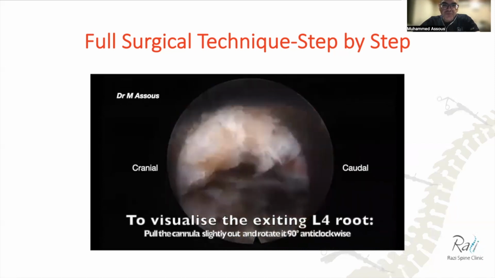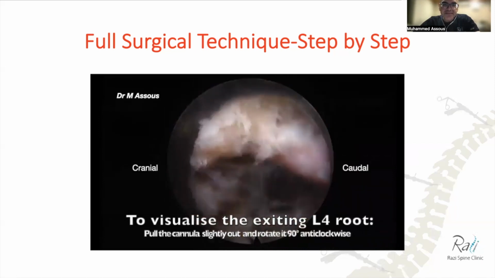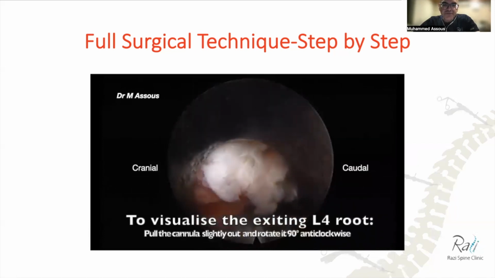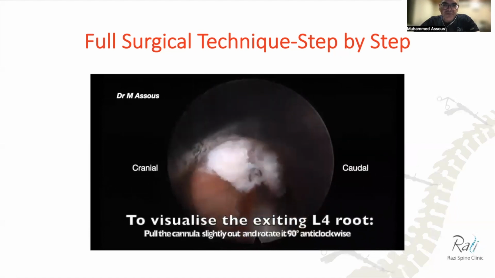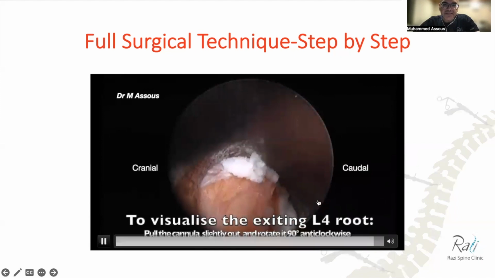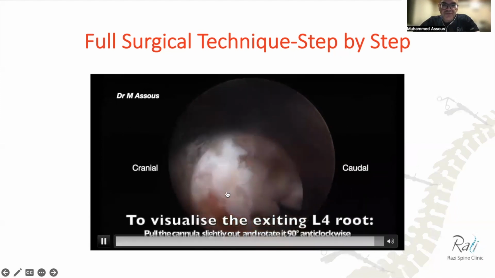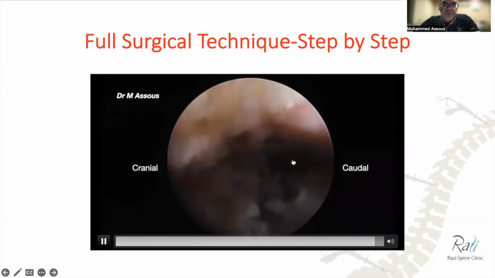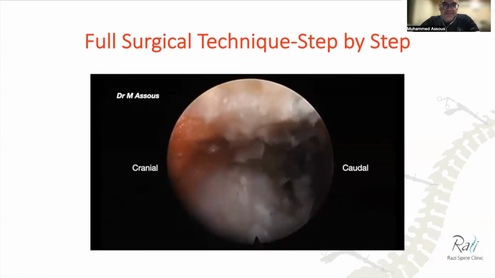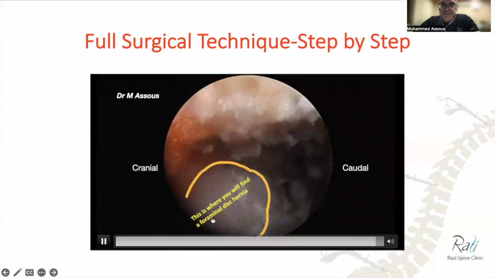If you want to remove a foraminal fragment, this is the maneuver to see the exiting nerve root. You rotate 90 degrees anti-clockwise, you pull the cannula out a little bit, and sure enough, this is the fat overlying the exiting L4 nerve root in this example. And if you have a foraminal disc, this is exactly where you will find it.